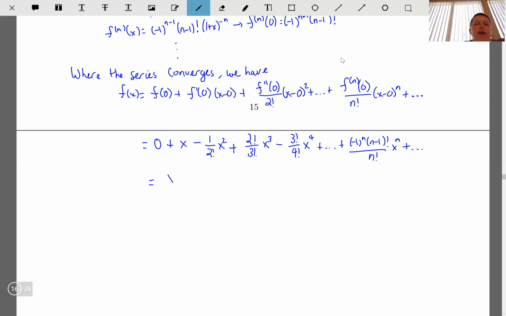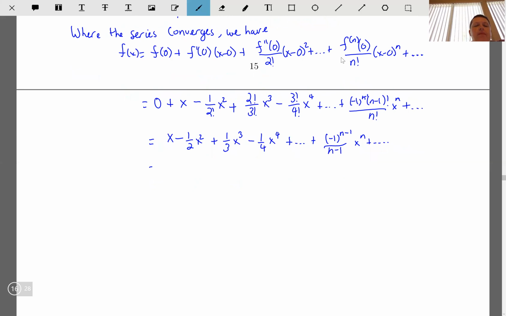So we have x minus 1/2 x squared plus 1/3 x cubed minus 1/4 x to the 4th, plus, negative 1 to the n minus 1, sorry, that was an n minus 1, over n times x to the n, plus dot dot dot. Which we can write as the summation n going from 1 to infinity of negative 1 to the n minus 1 over n times x to the n. When I put n minus 1, I do that every time. That's supposed to be an n.